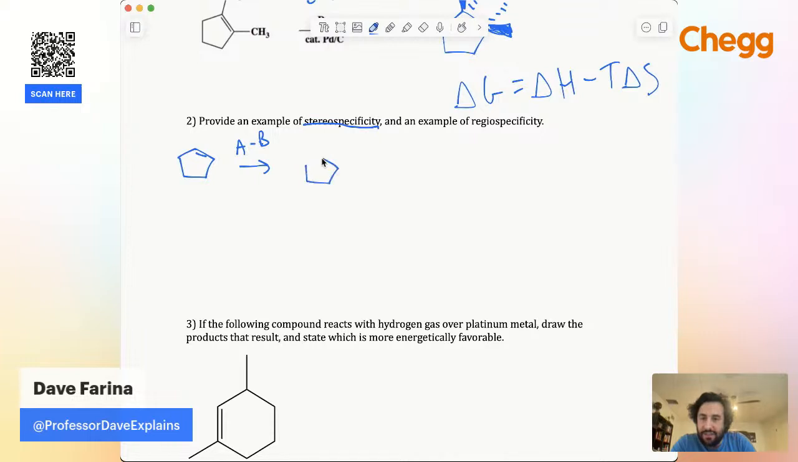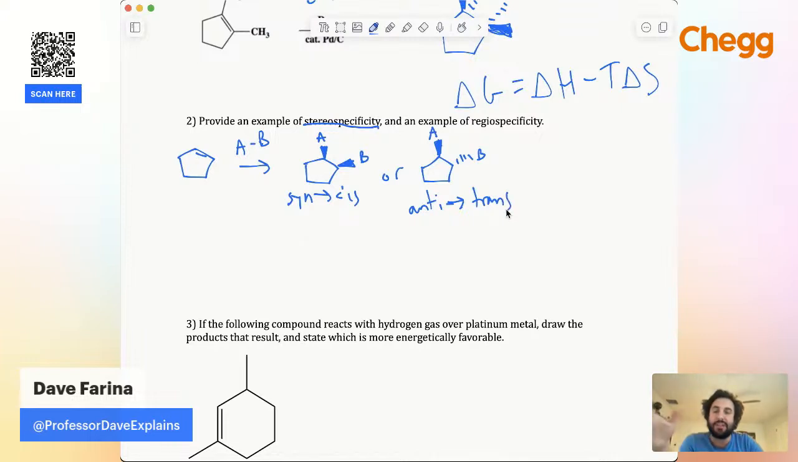We could either get syn addition, and the groups will end up cis to each other. So syn gives us cis, or it could be anti-addition, which would yield trans. We would get the groups trans to one another. So that is an example of stereospecificity. This gives us the option of stereospecificity.